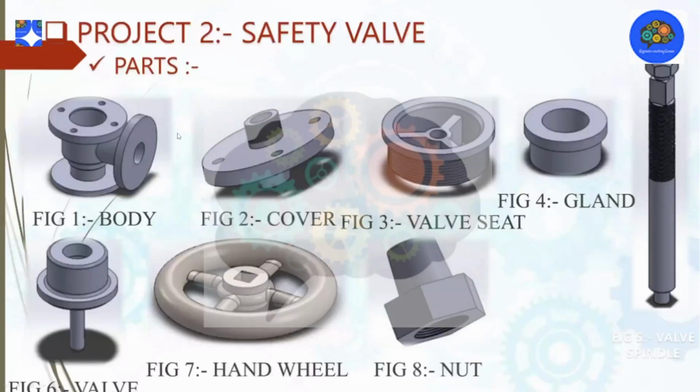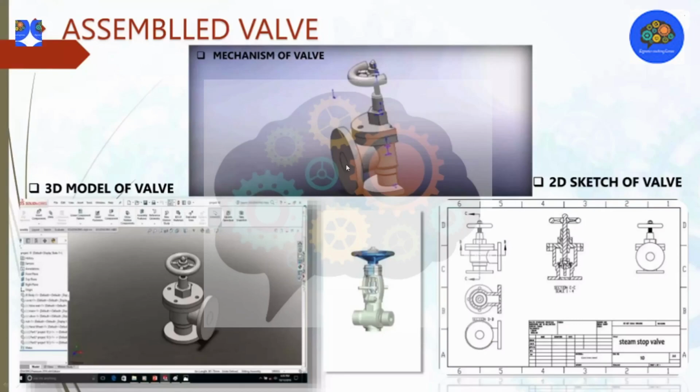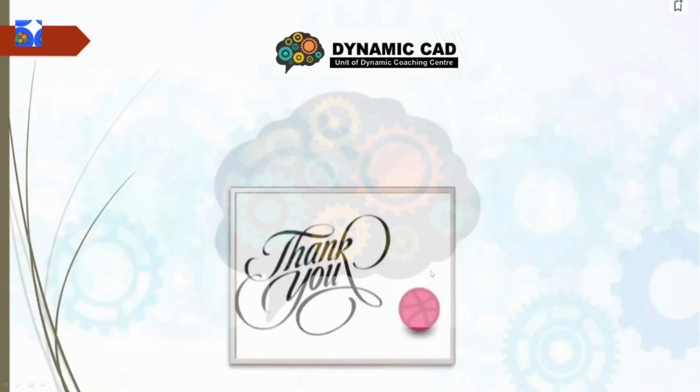Then there is project 2, the safety valve. The parts of the safety valve are given here, and we are going to assemble them like this. We can also simulate these options using the simulation option, which is also available in SolidWorks software. This is a 2D sketch of the assembled valve, and we can create section views like this. That's it for today's session.